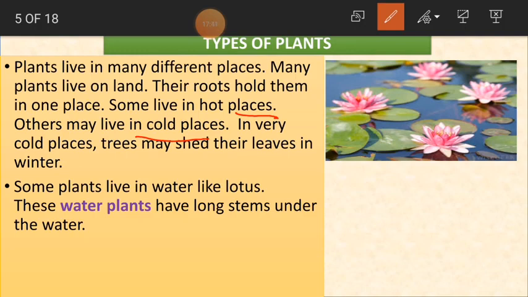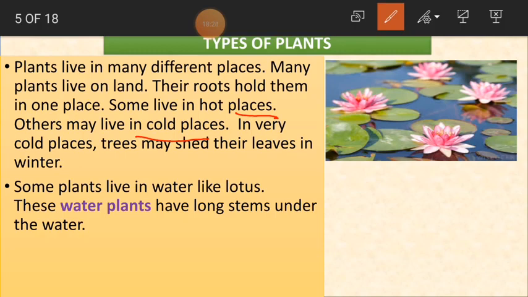Okay, children. So according to the climate, hot or cold, plants survive. In very cold places, what happens sometimes? Trees may shed their leaves in winter. You might have seen in pictures, like in your drawing books or in movies, or sometimes on TV programs, some trees that do not have any leaves. Why? Because in some cold places, all the leaves are going to drop off.